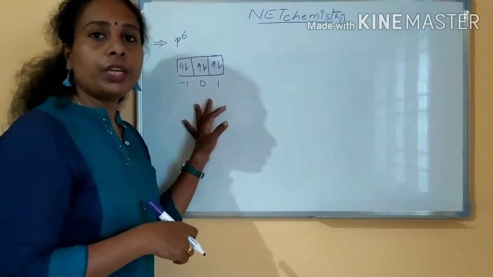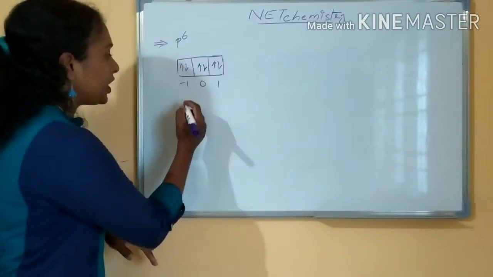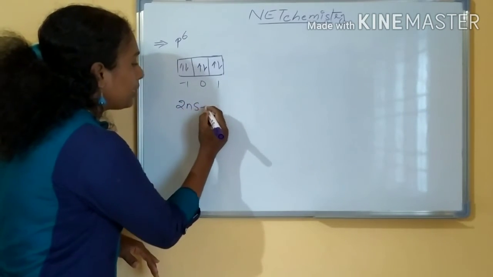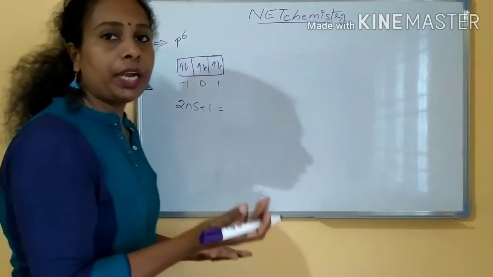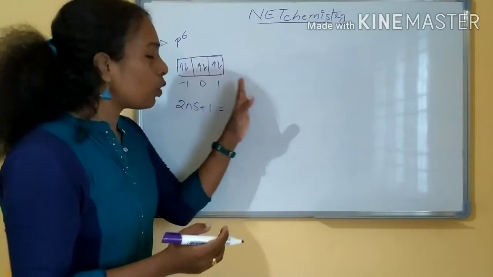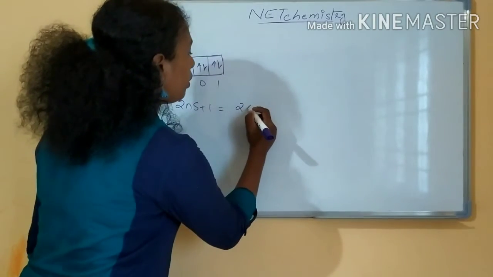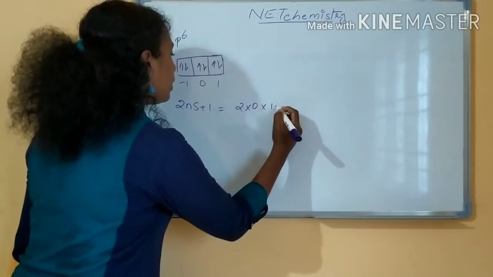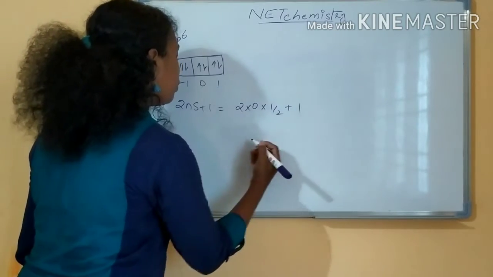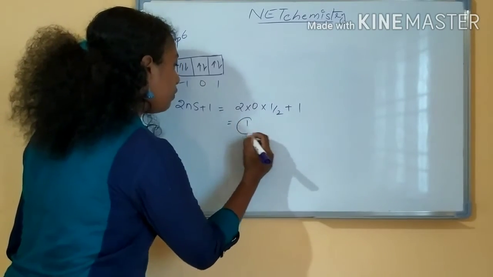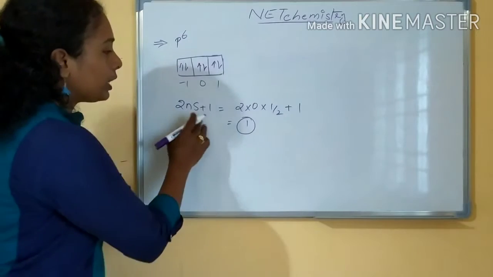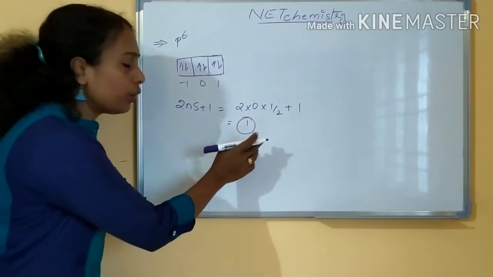Clear? Now we have to see the p6 configuration. What will you be getting? 2S plus 1 value. How many unpaired electrons are there? All are paired electrons. So the n value I will be putting 0, right? 2 into 0 plus 1, you are getting 1. So the spin multiplicity value I got is 1.